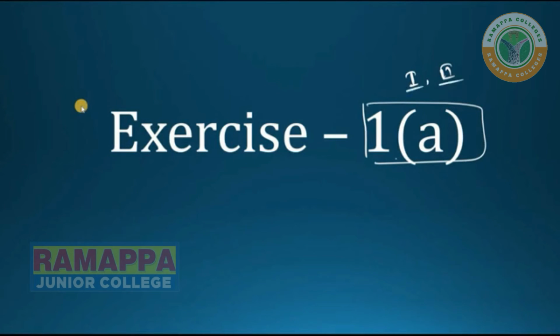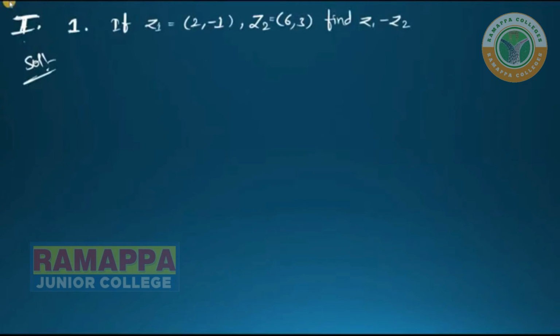So these two bits, we will find the solutions today. In this video, we start with the first one. The first question is: given z1 is equal to (2, -1) and z2 is equal to (6, 3), find z1 minus z2. He is asking us to find z1 minus z2, which means subtraction here.